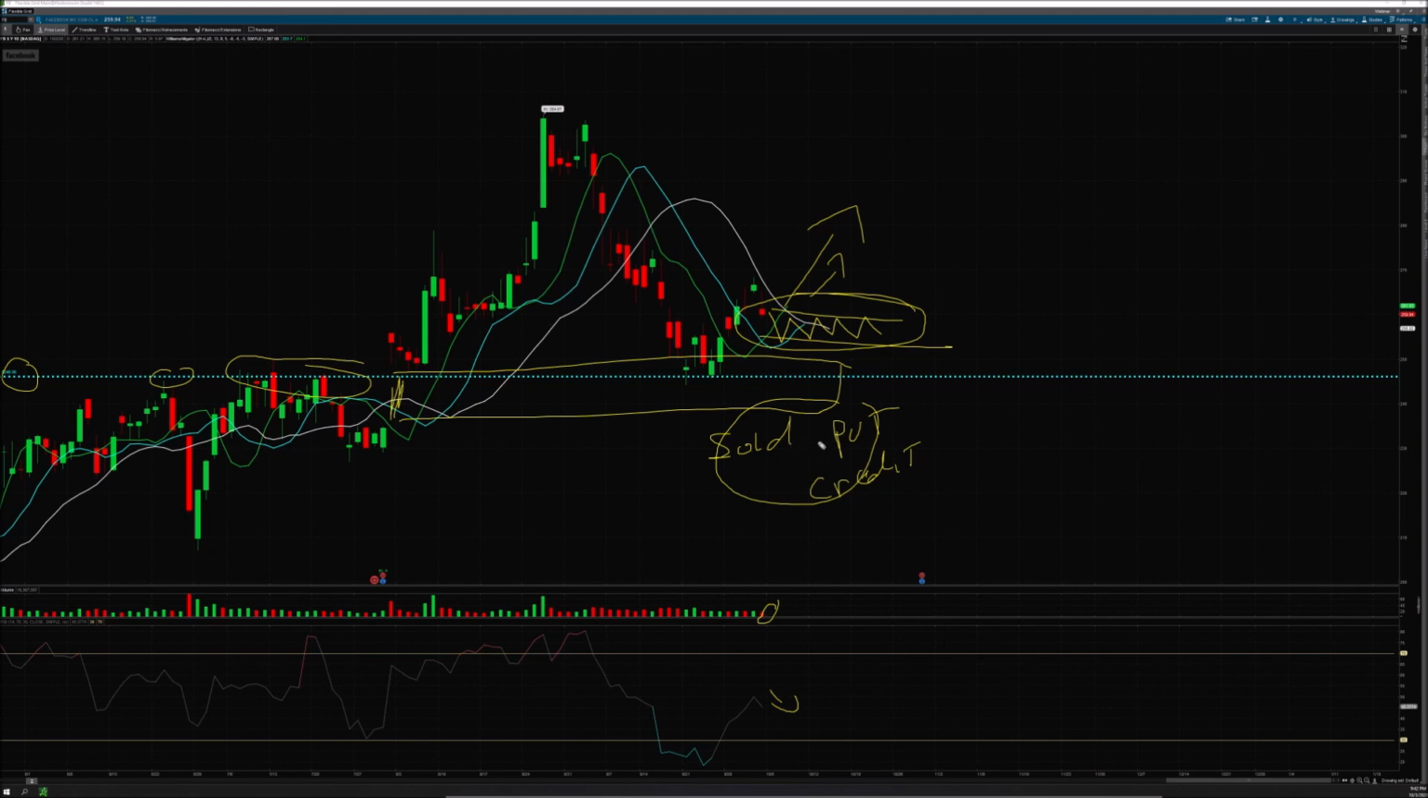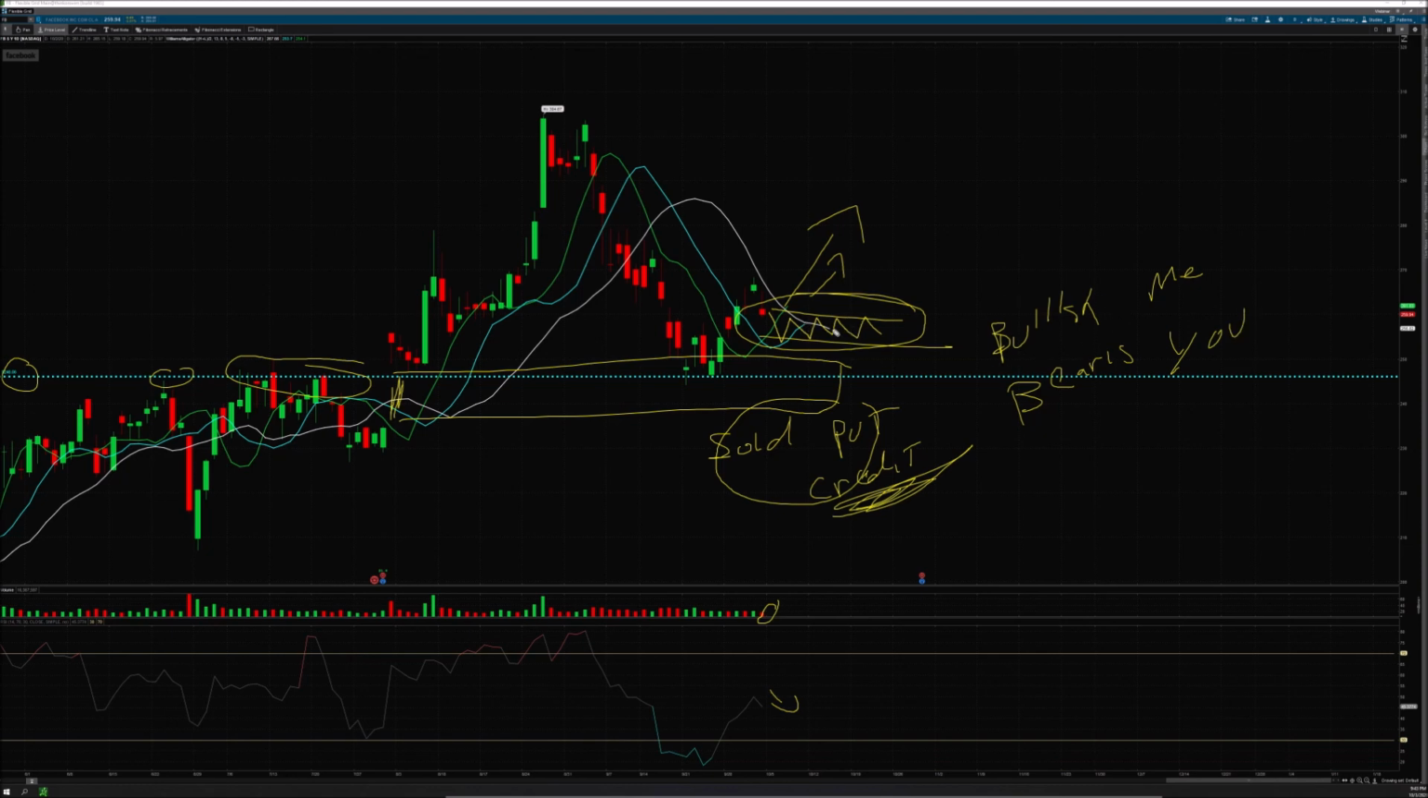When you're selling put credits, you're collecting credits. You're selling to a person who is bearish. If I sold a put, I'm being bullish, and someone else is being bearish. So this is me, this is you.